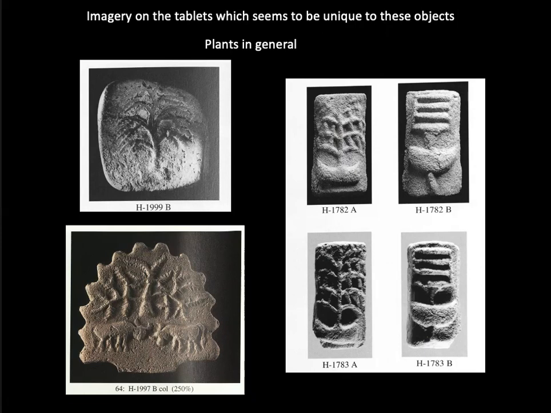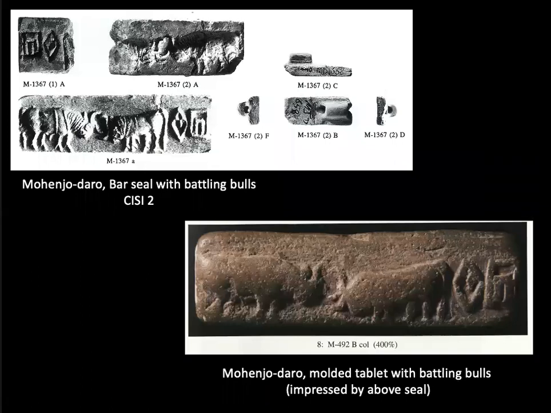And two, how were these images made? Because aside from this one single, very flat, very thin bar seal that is found at Mohenjo-daro, we don't have any examples of seals that would have been used to make the imagery found on a lot of these rectangular molded tablets. And so this raises the question of how were these images made? What were those primary supports that have not come down to us?